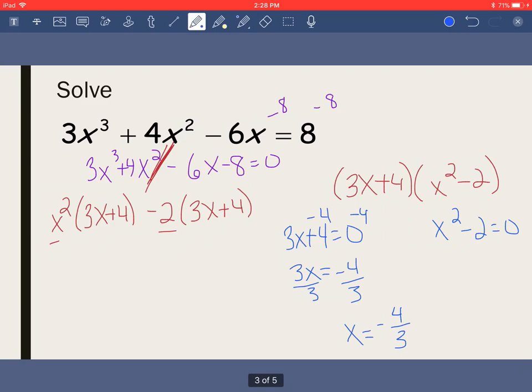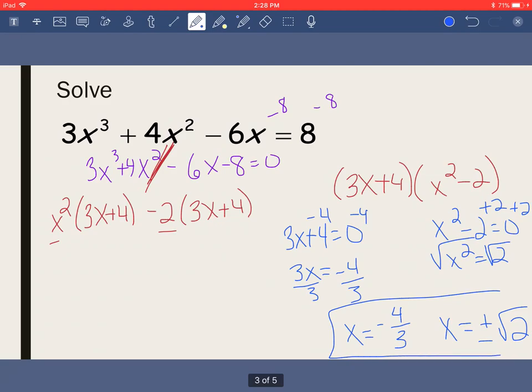I also have x squared minus 2 equals 0, so I'm going to add 2. So x squared equals 2. Then I square root both sides, and I get that x equals plus or minus the square root of 2. So I have 3 solutions here. I've got negative 4/3, positive square root of 2, and the negative square root of 2.